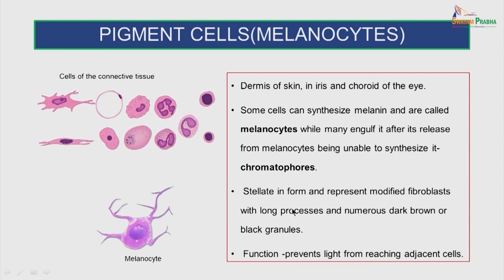The pigment cells, also called the melanocytes, are found in the dermis of skin, in the iris and choroid of the eye. Some cells can synthesize melanin and are called melanocytes, while many engulf it after its release from the melanocytes, being unable to synthesize it. So they are called chromatophores. They are stellate in form. They represent modified fibroblasts with long processes and numerous dark brown or black granules. Their function is to prevent light from reaching the adjacent cells.